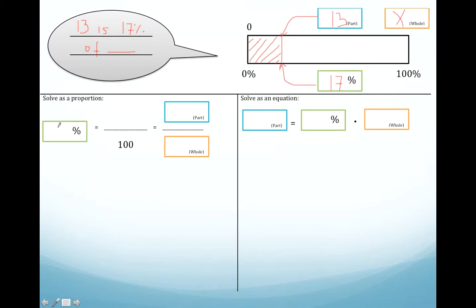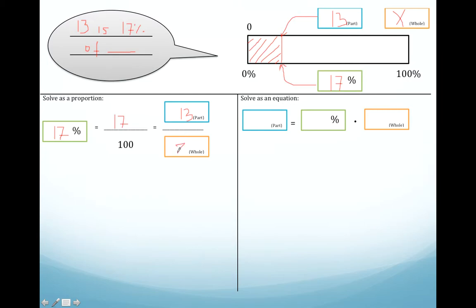Now, how do we solve this as a proportion? Percent is color coded green. 17% is 17 out of 100. Now my equivalent fraction is part over whole.